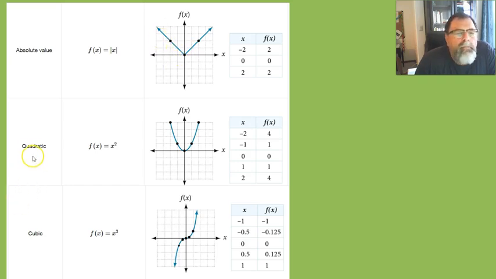All right, the next basic function is a quadratic. We also call this, again, from what I said before, if you plug in x, you're going to square it. You can call that a square function.